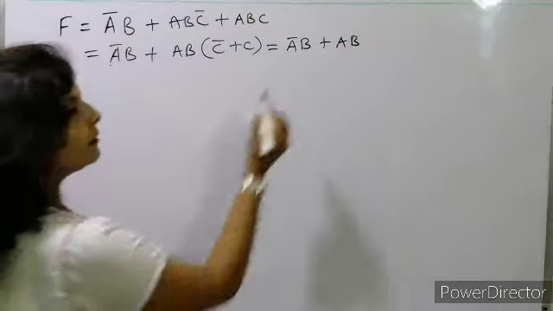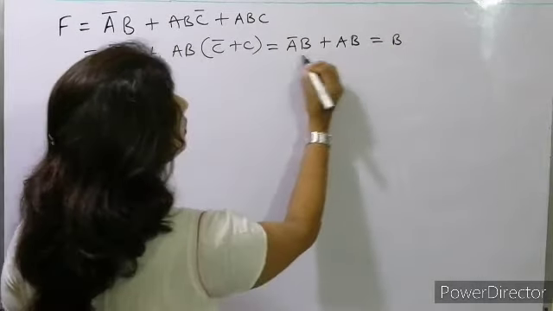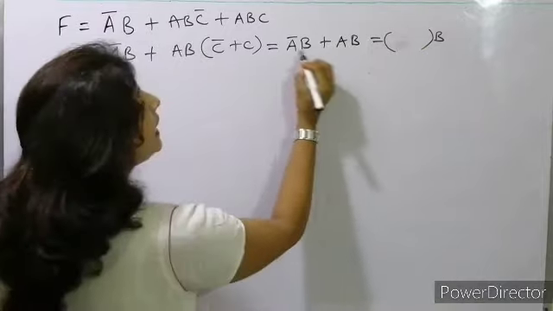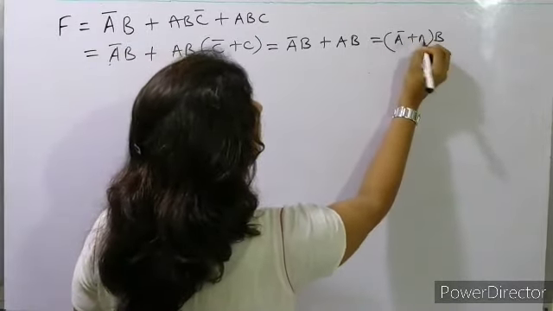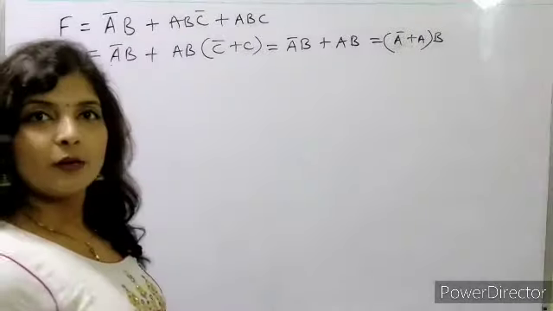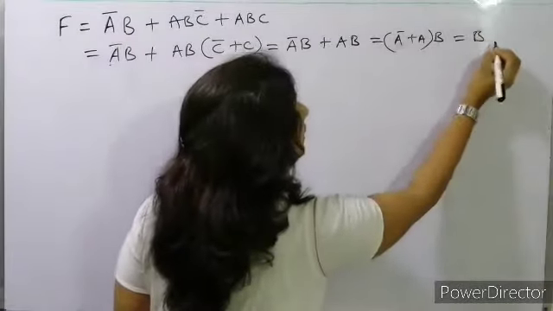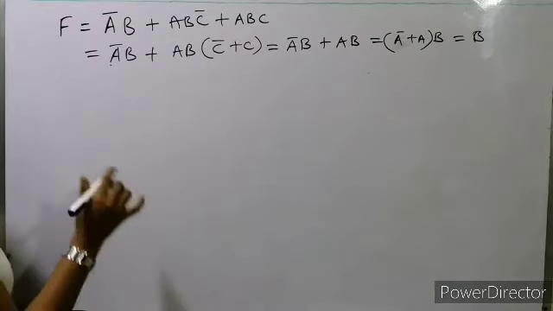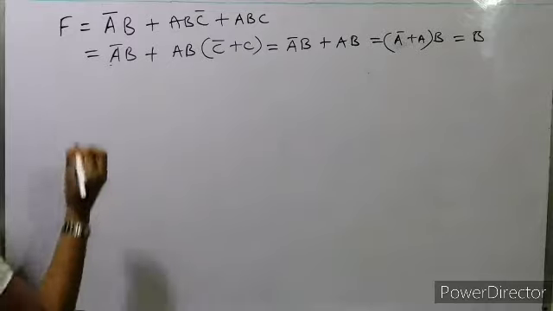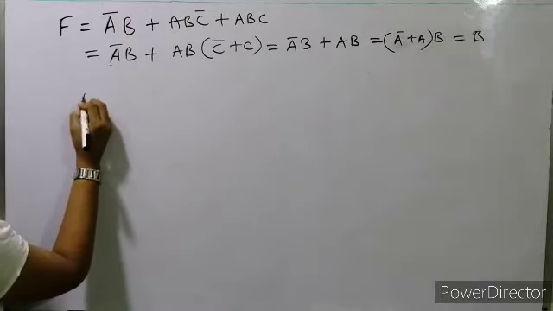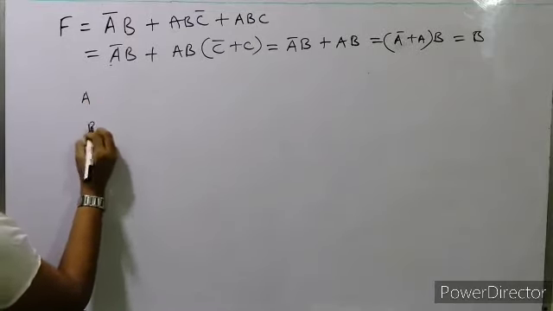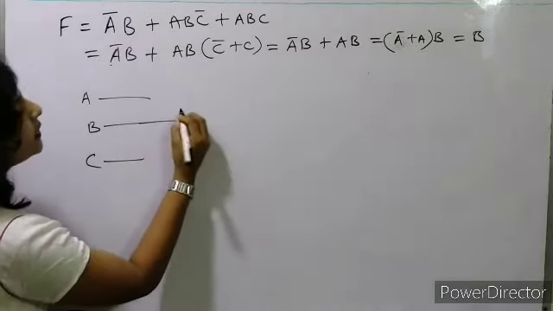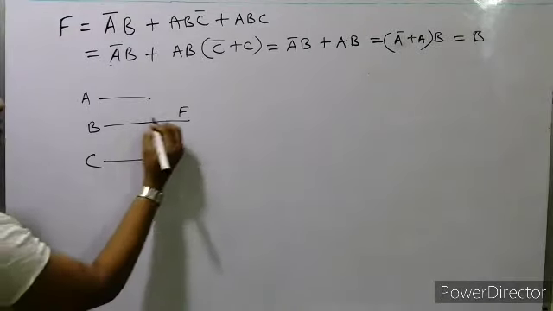Now again B common we can take. B हम common ले सकते हैं. ओके. Like B हम इधर common ले लेते हैं. ओके. A bar plus A. Again A bar plus A is equal to 1. So the answer will be B. Okay. So F is equal to B. Okay. So no need for C and A, तो we don't need any input A and C because we are not using them anywhere. Okay. A B C. 3 inputs are there. So the answer is this one only, F, because B is equal to F.